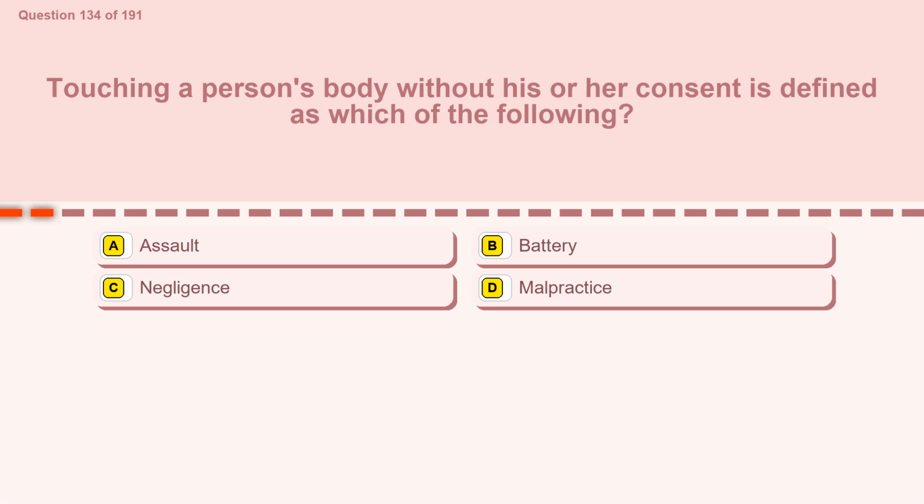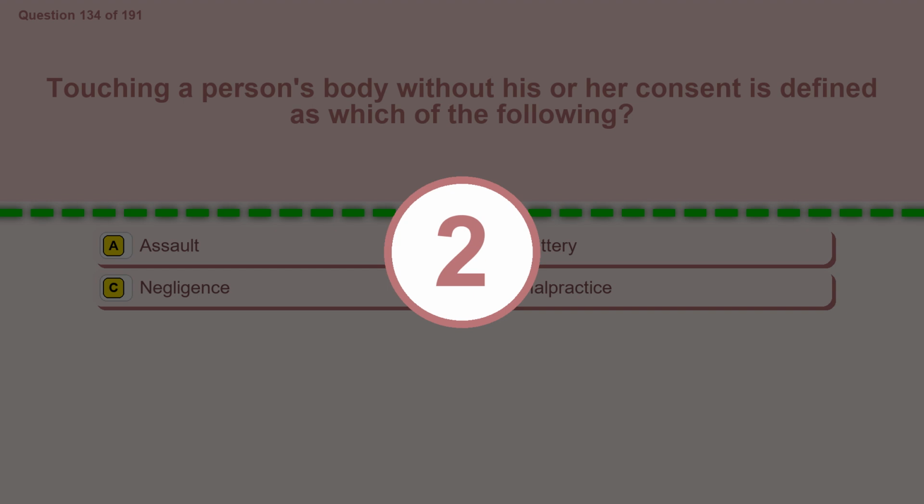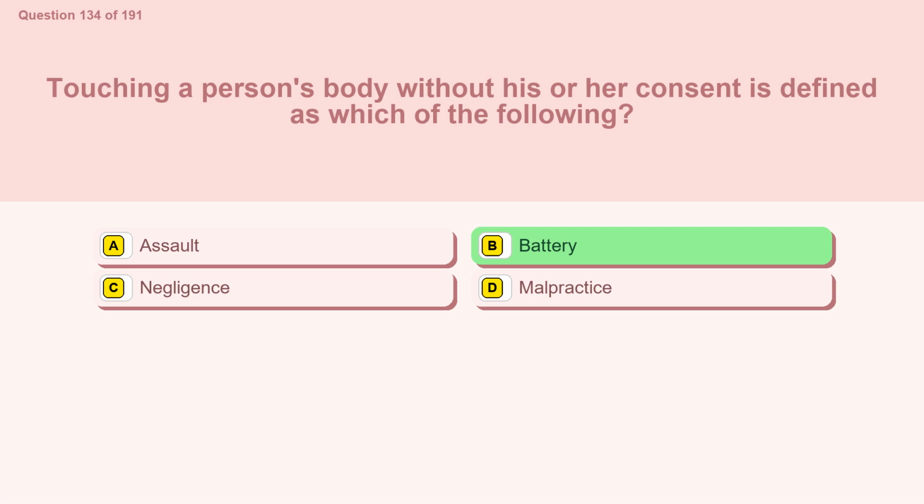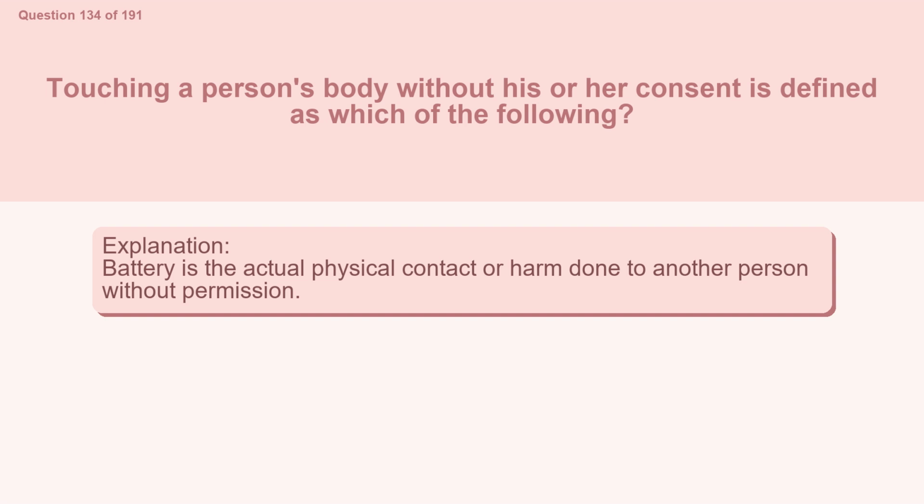Question 134. Touching a person's body without his or her consent is defined as which of the following? Option A, assault. Option B, battery. Option C, negligence. Option D, malpractice. The correct answer is option B, battery. Battery is the actual physical contact or harm done to another person without permission.